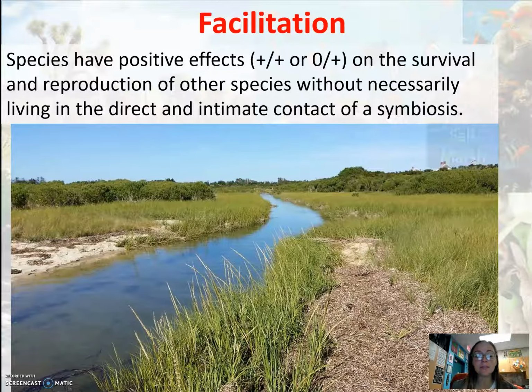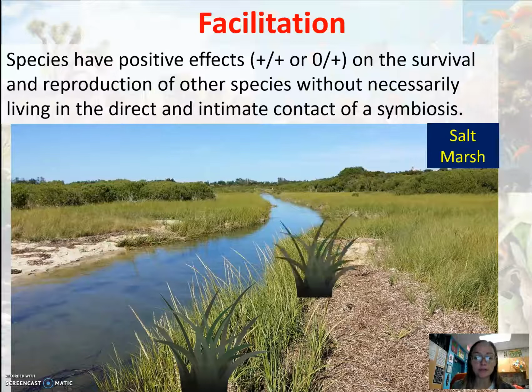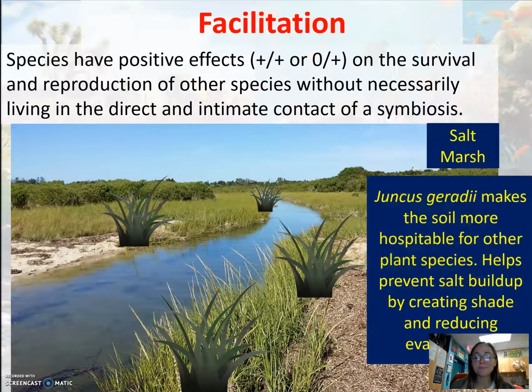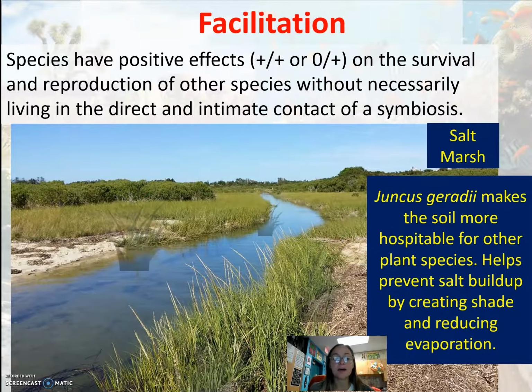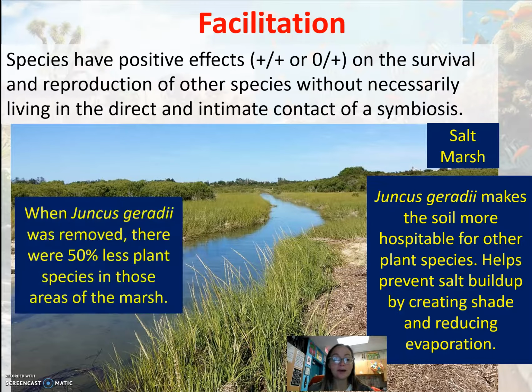So for example, let's look at a salt marsh. Here we have a salt marsh, and there's a species of plant that grows here, I'm not really sure how you pronounce the Latin and Greek name, but it makes the soil more hospitable for other plant species. It helps prevent salt buildup, creates shade, and reduces evaporation. So the presence of this plant in the salt marsh makes the whole community a better place to live for other species. And when you remove these plants, there are 50% fewer plant species in those areas of the salt marsh simply because of their absence.